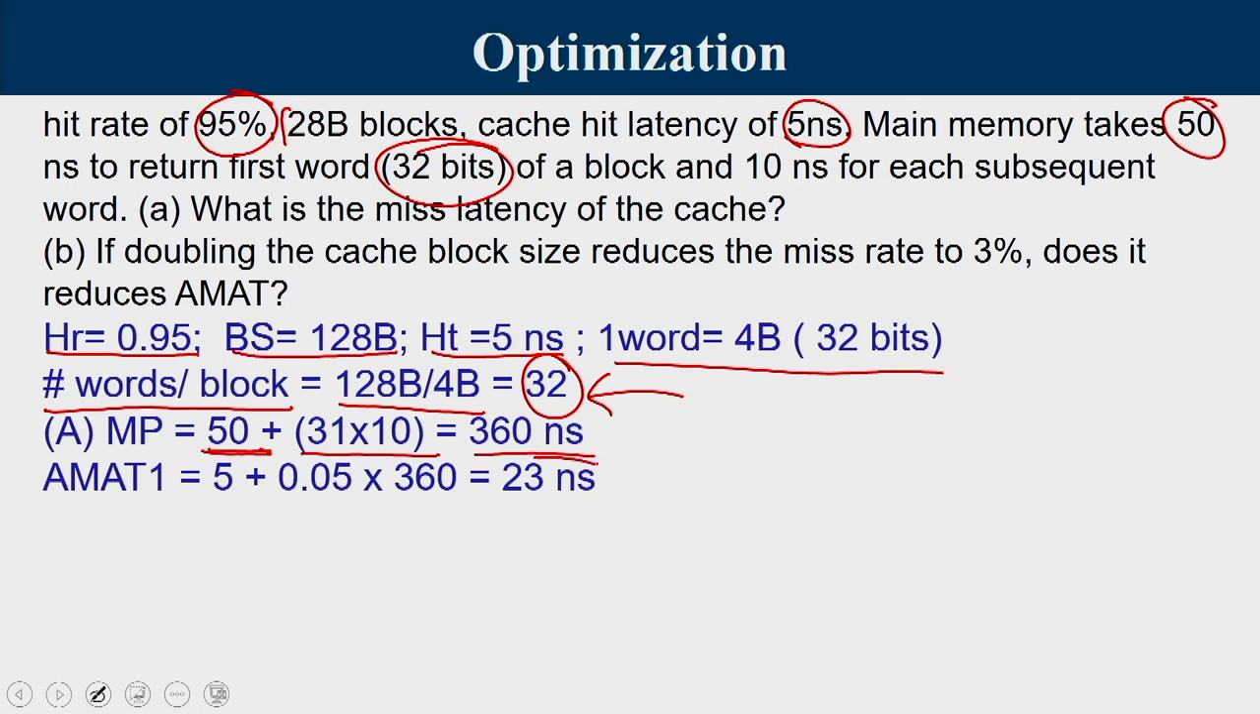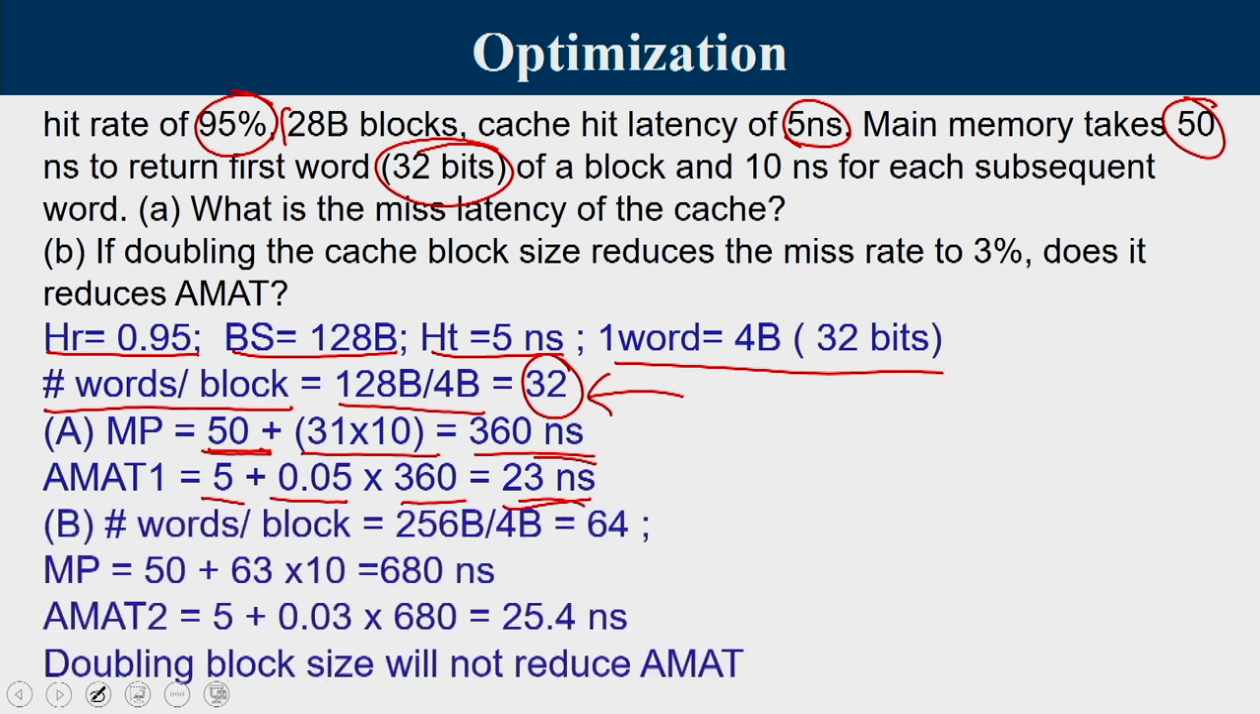So, what is the average memory access time? You have hit time with you, that is 5. Miss rate is given as 0.05. And then, miss penalty is 360 that we just computed. So, we will get 23 nanosecond as the average memory access time. Now, the second portion of the question is, if doubling the cache block size reduces the miss rate to 3%, does it reduce average memory access time?